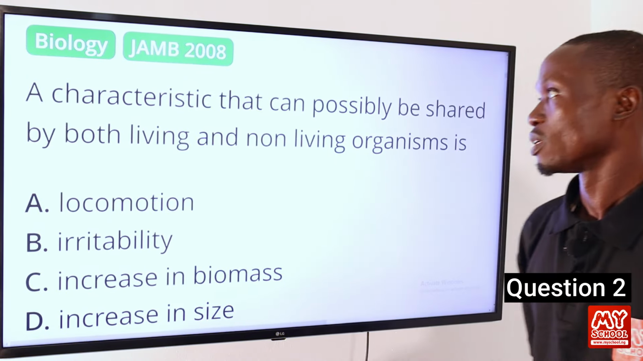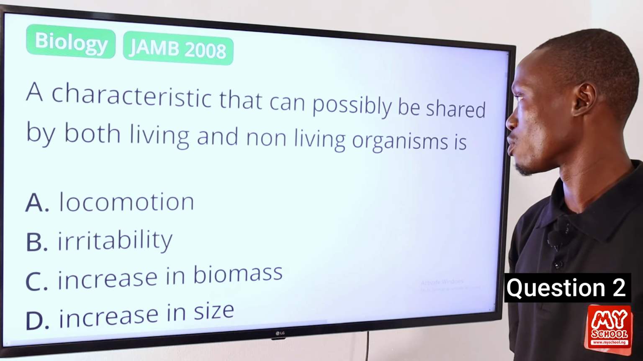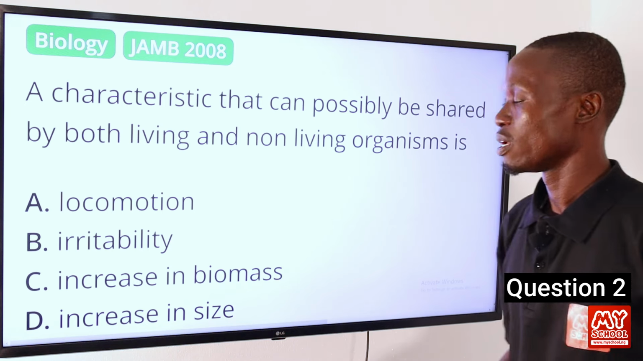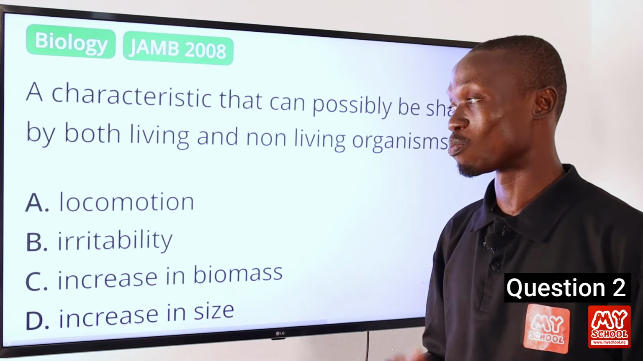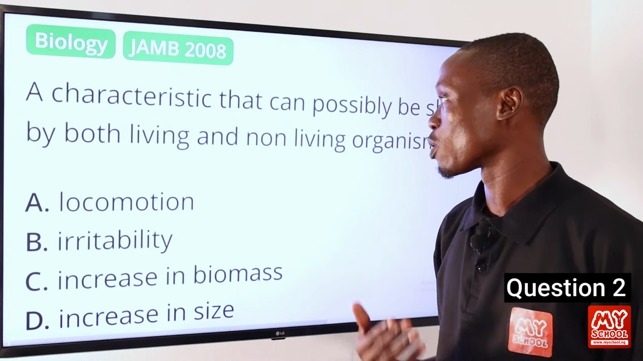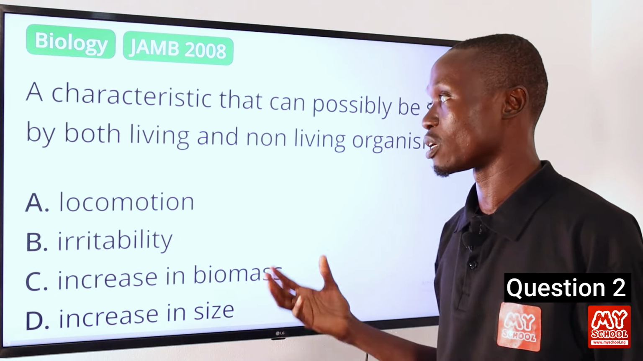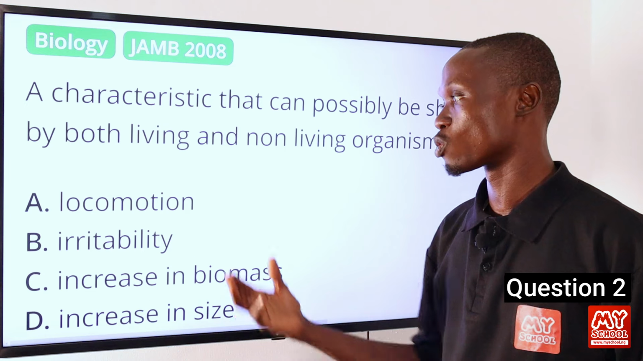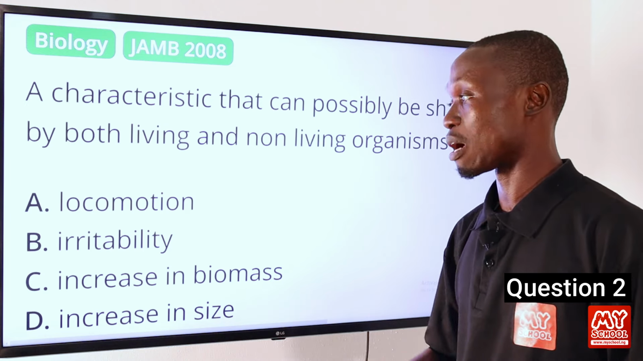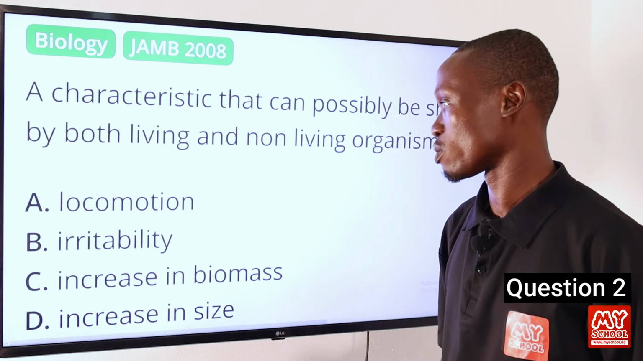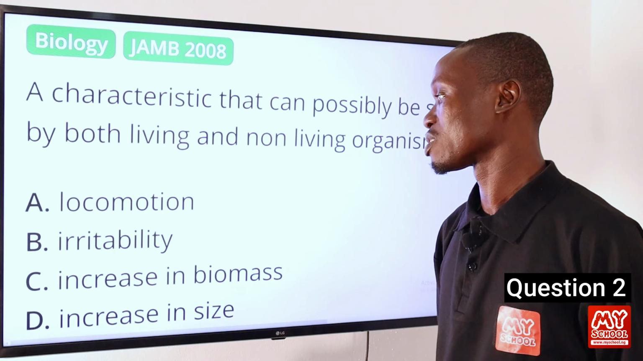Question 2. A characteristic that can possibly be shared by both living and non-living organisms is A, locomotion. Locomotion simply means movement. Living things can move, but non-living things cannot move. So locomotion cannot be shared by both living and non-living things. Option B, we have irritability. Irritability is the ability of an organism to respond to stimulus. Non-living things don't respond to stimulus, but living things do.